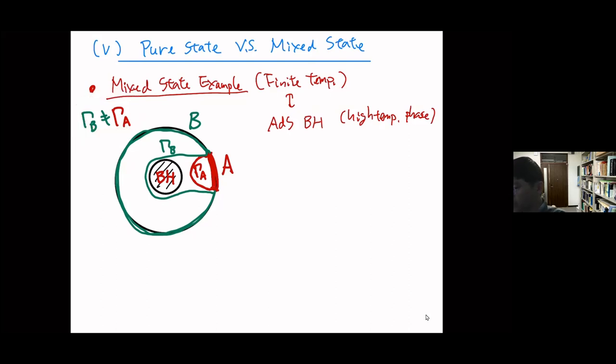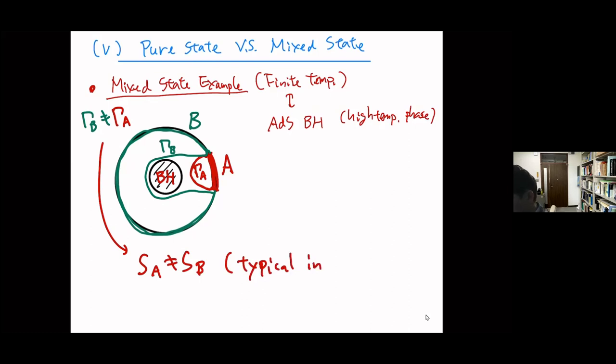This of course leads to S_A not equal to S_B. This is very typical in a mixed state. S_A equals S_B only for a pure state, as I explained. The geometry, through such a topological obstruction, explains this difference between S_A and S_B, which is important in quantum information theory.